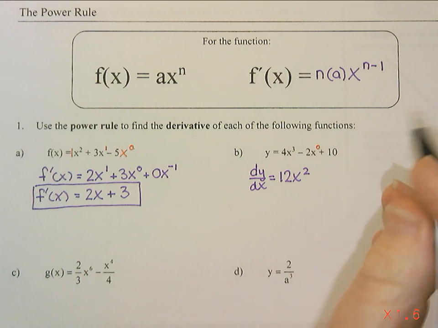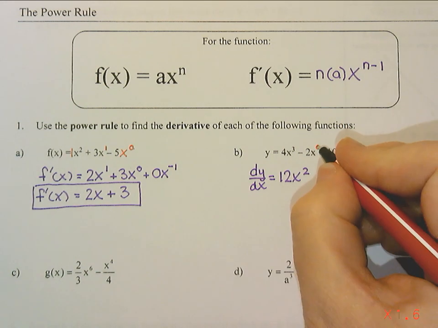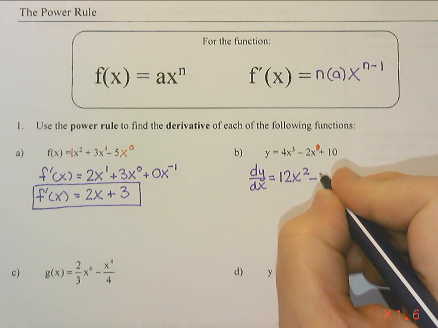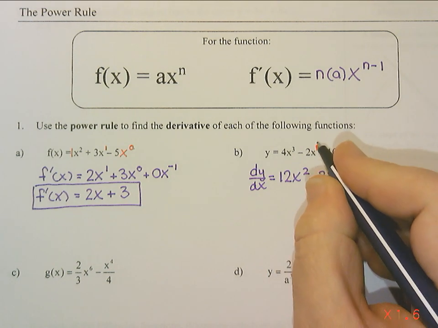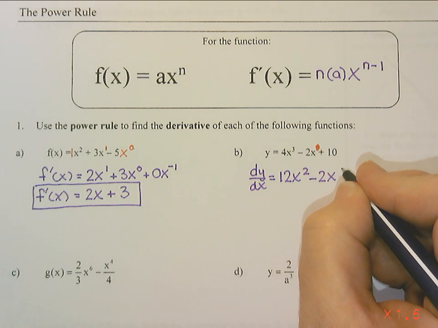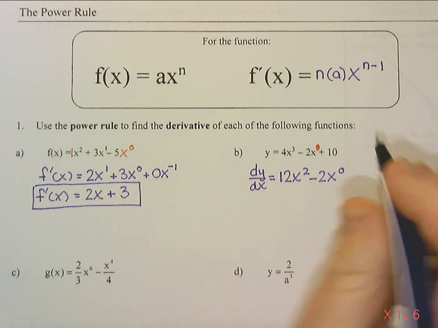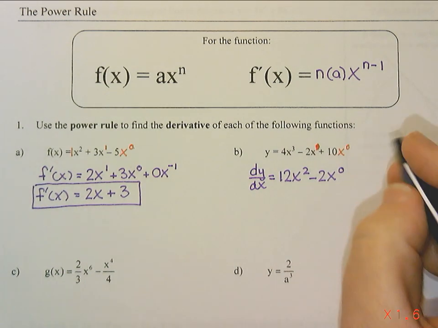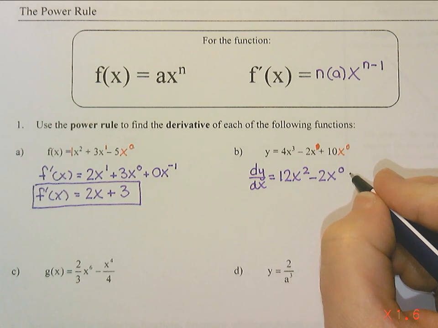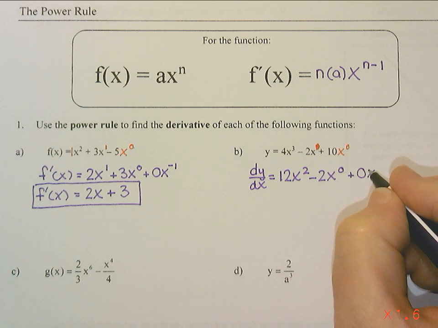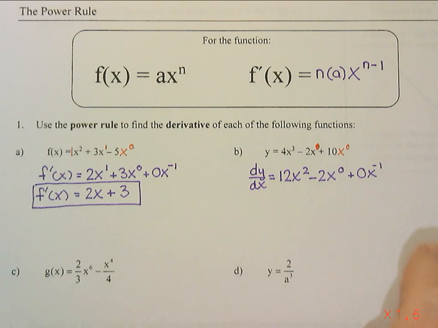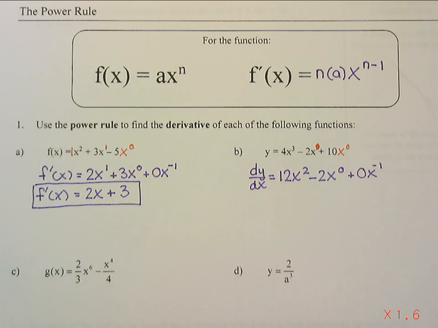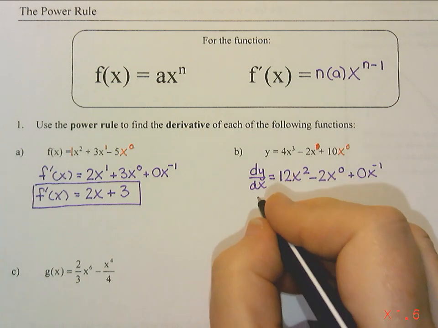All right, this one has a secret exponent of 1. Sorry about that. So -2 times 1 is -2. And then x to the 1 take away 1 is 0. And then that 10 is secretly a 10x to the 0. So 0 times 10 is 0. Like I said, the more you do, you start to just recognize that the derivative of a constant is 0, so that you don't need to show the extra steps.